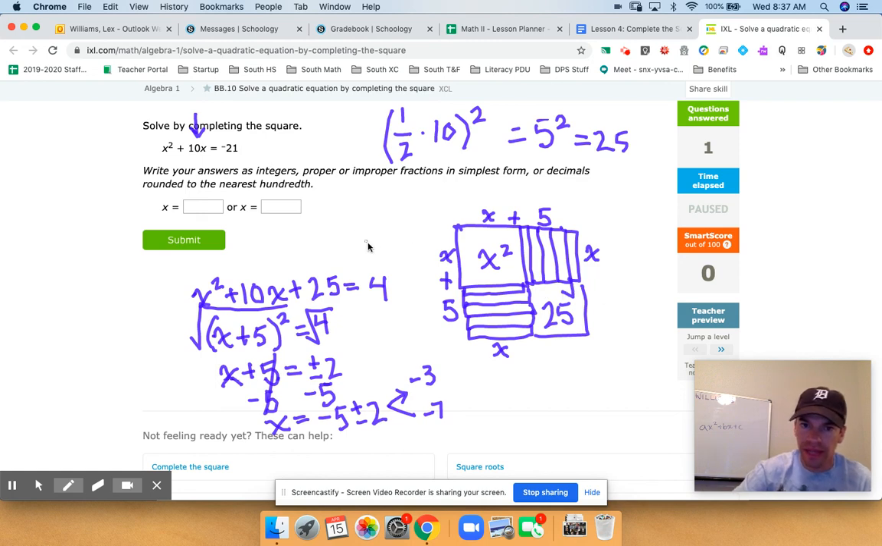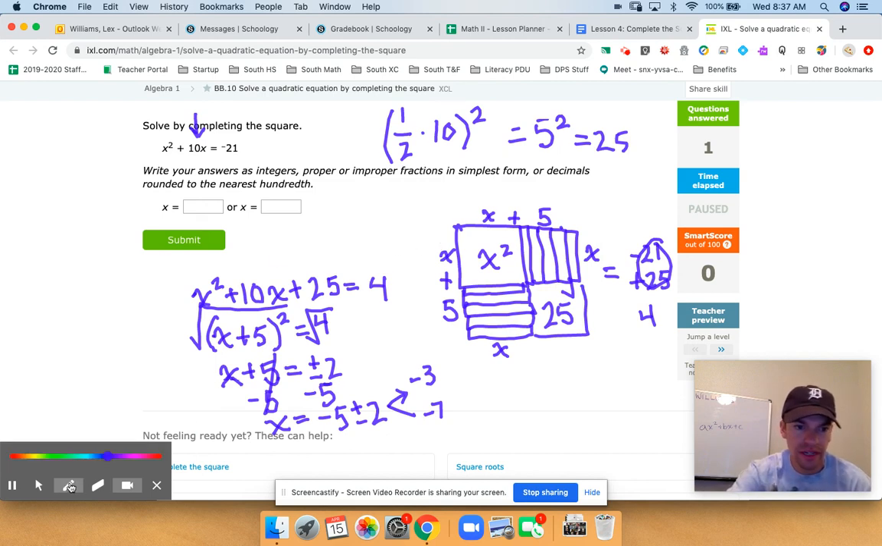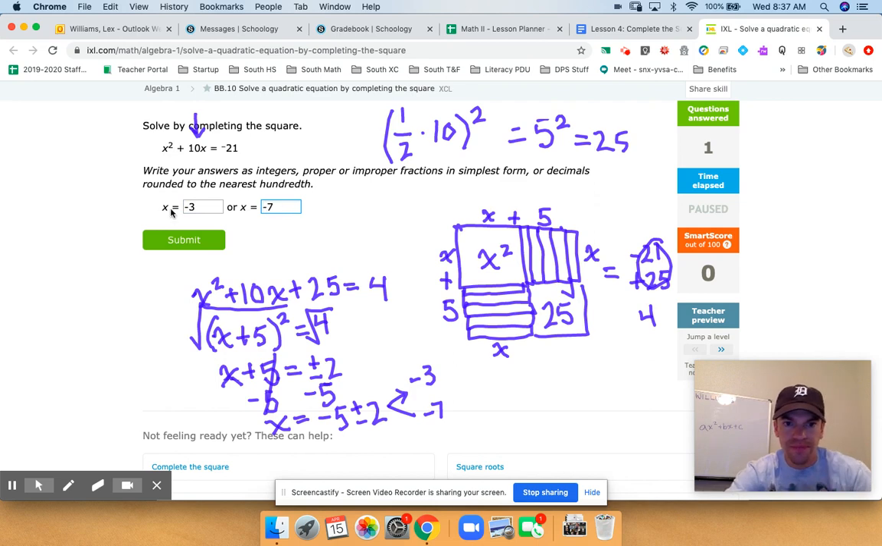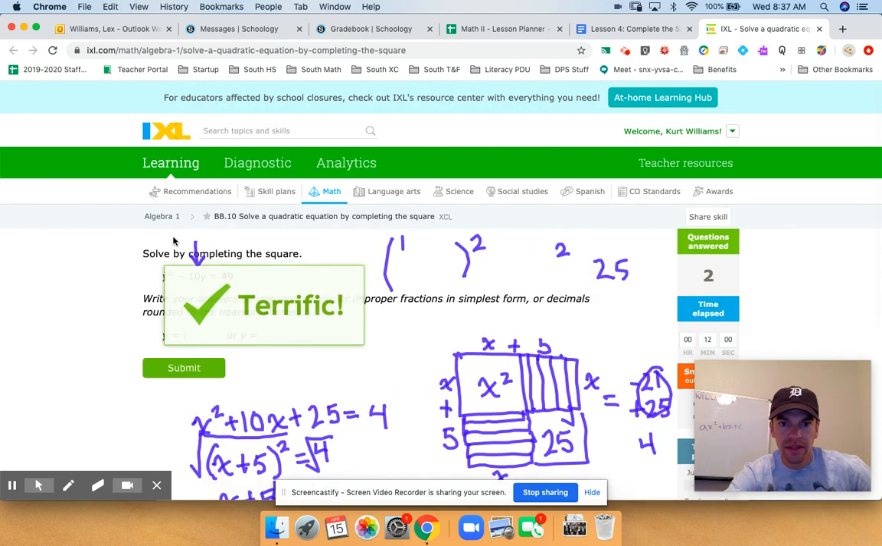If we were going to finish this out, we would have that negative 21 tiles over here, and then we're adding 25 to that. When you add those together, you get 4. So your perfect square is going to be equal to 4 algebra tiles. I'll put the answer in here, make sure we're correct. So x is equal to -3 or -7. And we'll submit. And terrific. Got it right.